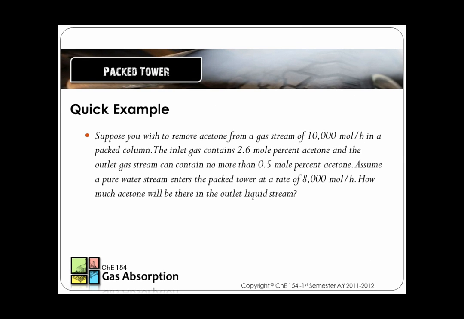And to further understand the design parameters for a packed tower, here is a quick example. Suppose you wish to remove acetone from a gas stream of 10,000 moles per hour in a packed column. The inlet gas contains 2.6 mole percent acetone and the outlet gas stream can contain no more than 0.5 mole percent acetone. Assume a pure water stream enters the packed tower at a rate of 8,000 moles per hour. How much acetone will be there in the outlet liquid stream?